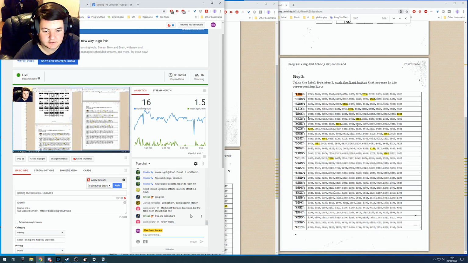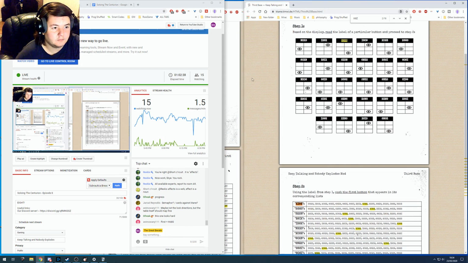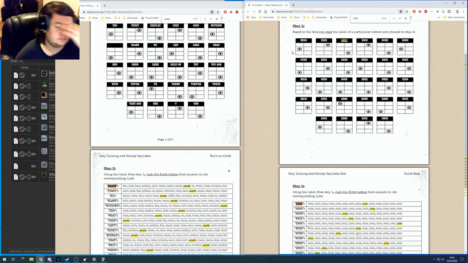Semaphore and cards against, or modules against humanity are both things that I've been able to solo in the past. Hopefully they're both ones that shouldn't take too long to get on the Centurion. God, that's really annoying that the top bit doesn't map. Just making my job harder. I guess we should just learn who's on first, and then we can start trying to map it to third base.